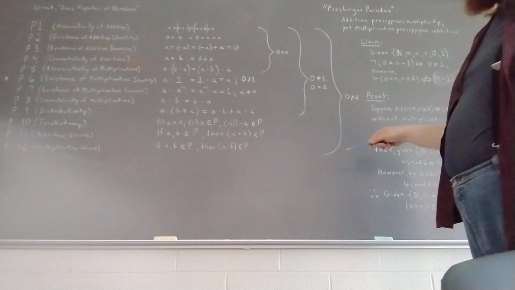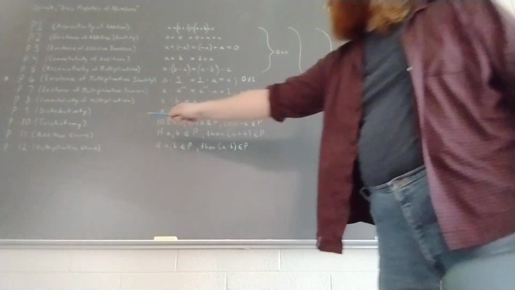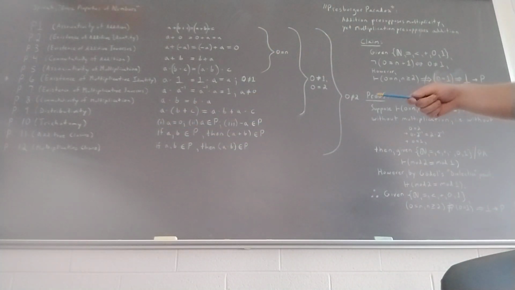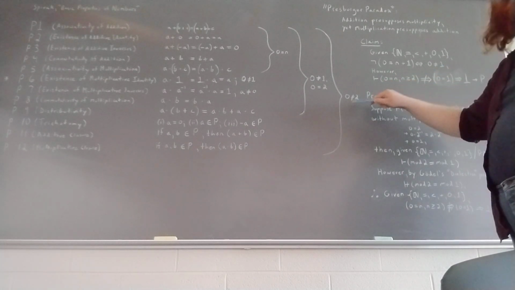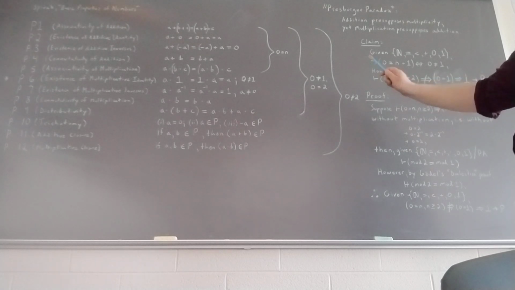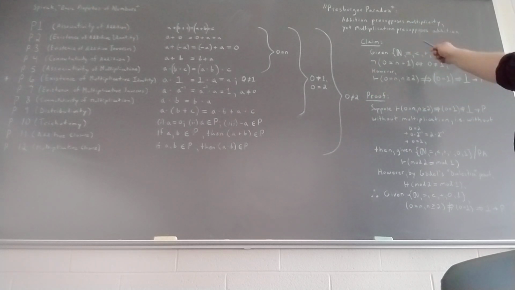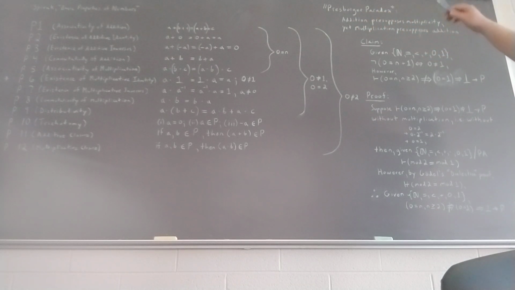It's not until you've asserted these final three properties, the trichotomy law, the additive closure, and multiplicative closure laws, that you can prove that 0 does not equal 2. That's important for our consideration. So I call this the Presburger paradox, referring to Presburger arithmetic, which is a first-order logic system of arithmetic that does not involve multiplication.